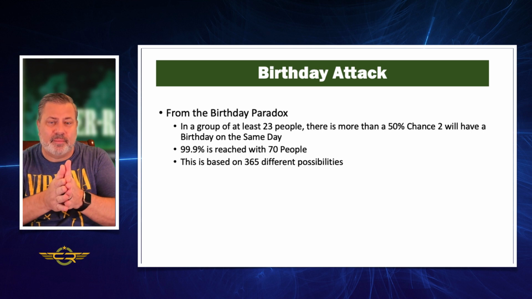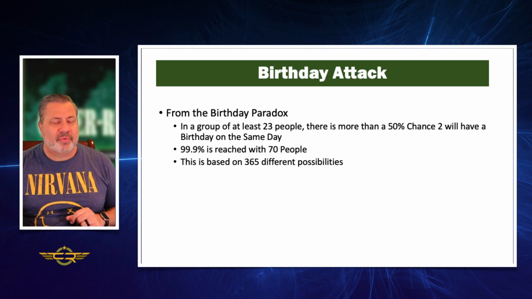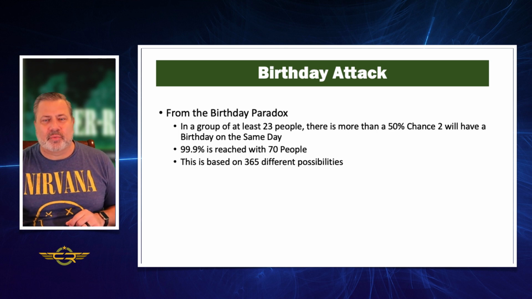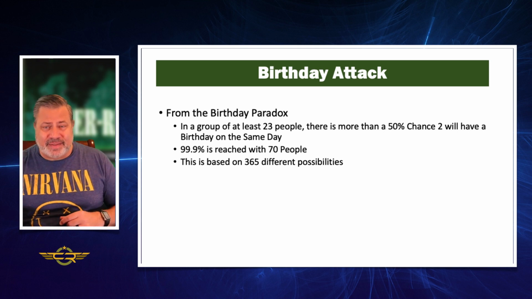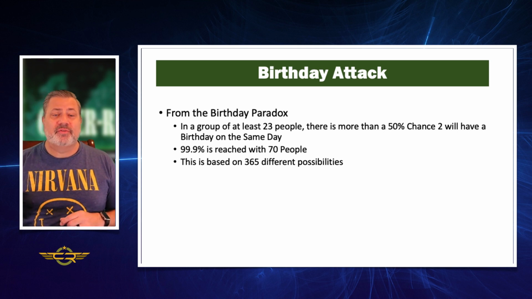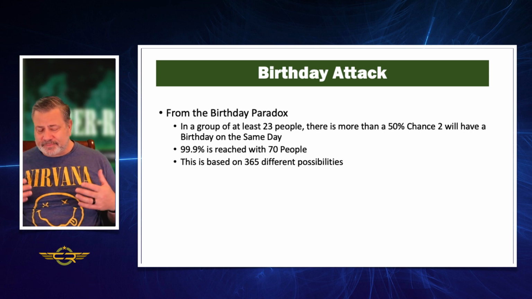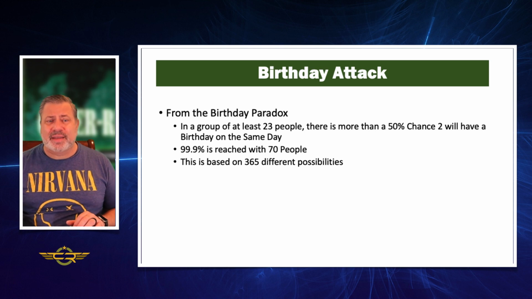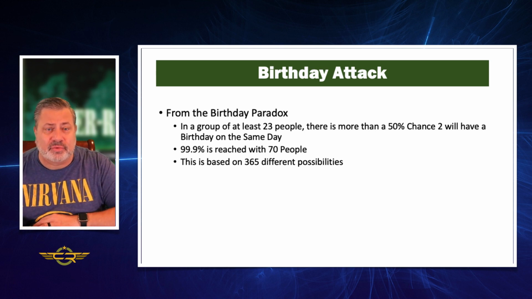They have the same birthday. The big thing to know about this one is the magic number that everybody always talks about, which is 23. If you have 23 people in the same room, there's more than a 50% chance that two will have a birthday on the same day. That's what you're going to hear over and over and over. But the premise is we're talking about getting a collision in different values.